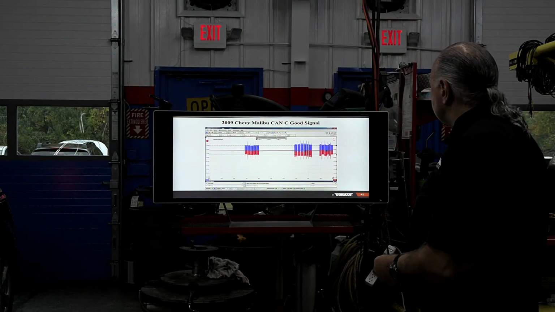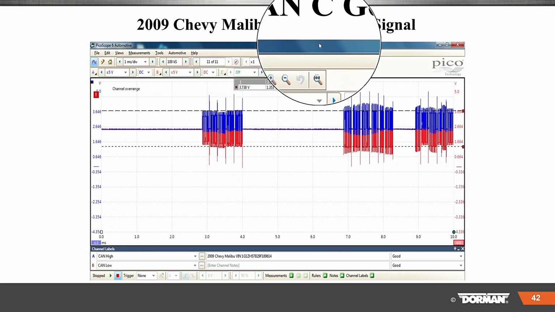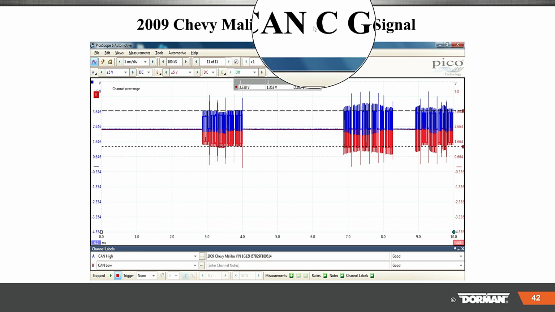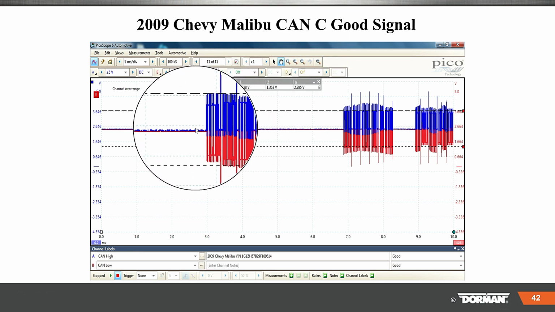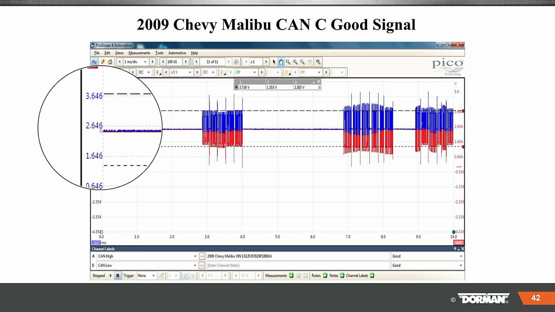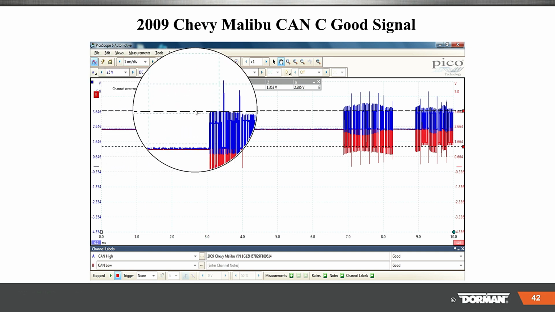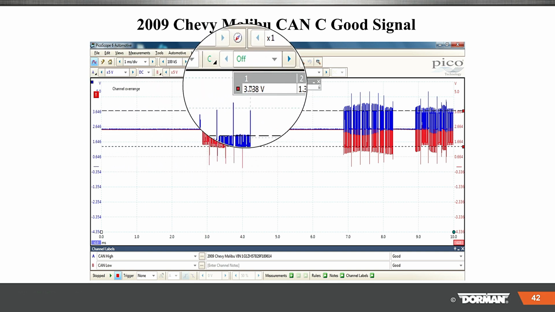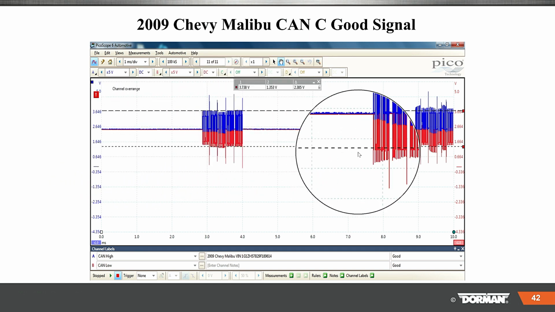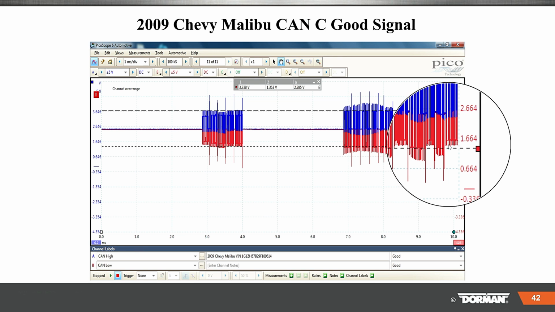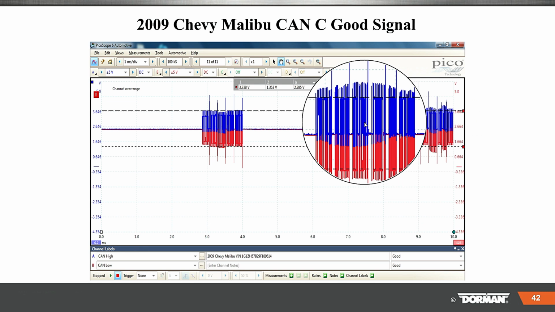Here we're using a PicoScope, and a lot of people, this is a good signal on CAN here. We've got CAN high, and if you look at the voltage coming across, we start at 2.6 and go up a little over 3.6, right? We could look at your measurements there. You see the red, you come across on the bottom. We're down here at probably 1.6 or so, and going up.